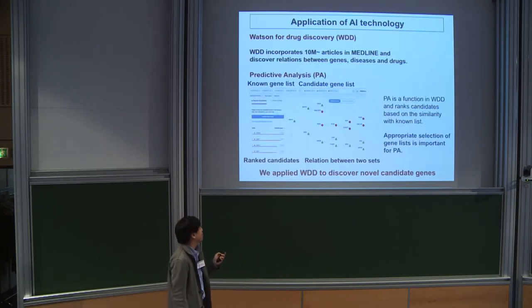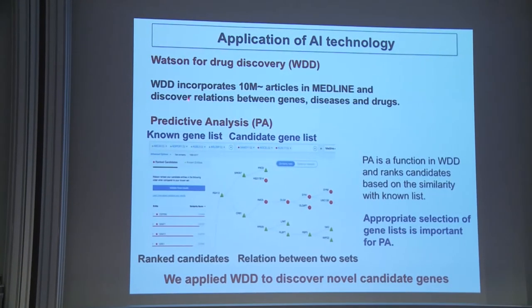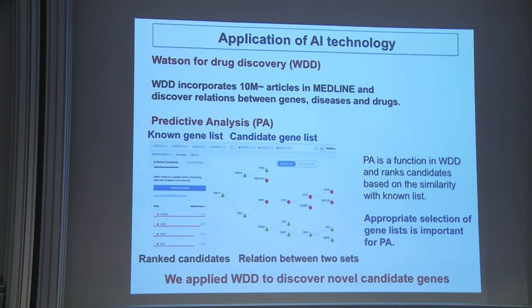Then we used IBM Watson to solve the problem. Watson for Drug Discovery, WDD, is one of the solutions of IBM Watson. WDD incorporates tens of millions of articles in MEDLINE and discovers relations between genes, diseases and drugs. Predictive analysis is one of the functions of WDD. Predictive analysis, PA, needs two lists. One is a known gene list, and the other is a candidate gene list. The predictive analysis ranks the candidate gene list by using similarity of known genes with candidate genes.